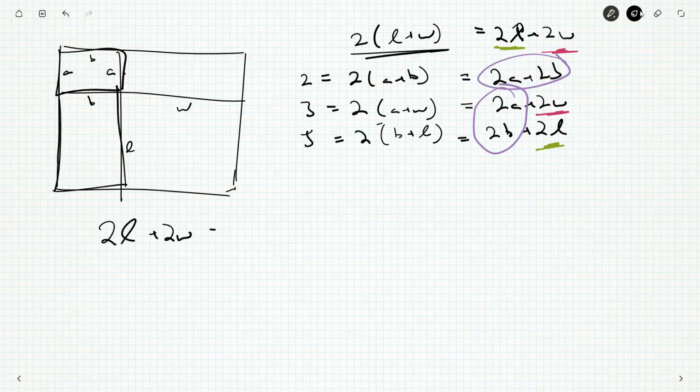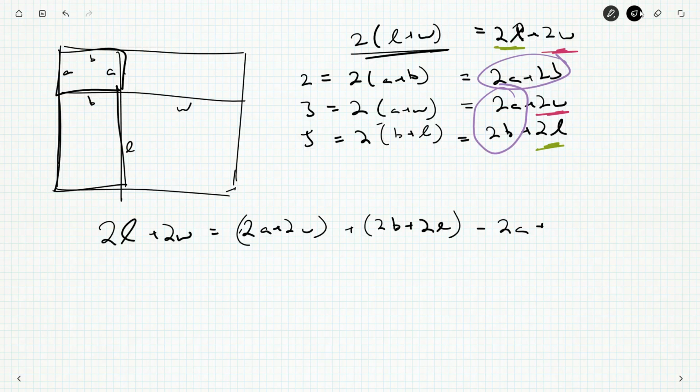So, 2L plus 2W is the same as 2A plus 2W plus 2B plus 2L, but get rid of the 2A plus 2B. So I'm going to add them in and then immediately subtract them. That way you've essentially added on 0, which doesn't change anything. But I know this is 3 and 5, and we take off 2. So that's going to be 8 minus 2, 6.